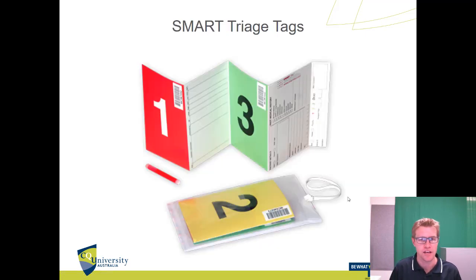So, smart triage tags. When you open a multi-cas triage kit, you'll have a couple of dozen of these in there. And the paper folds in such a way that you can always put one of the colours and one of the numbers, 1, 2, 3, facing up.